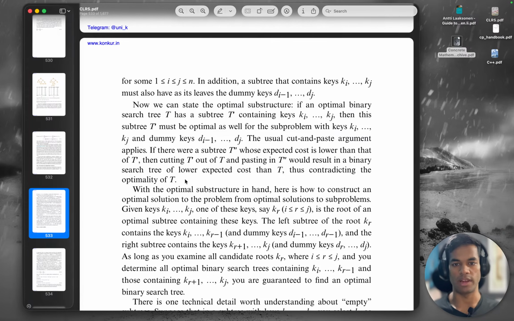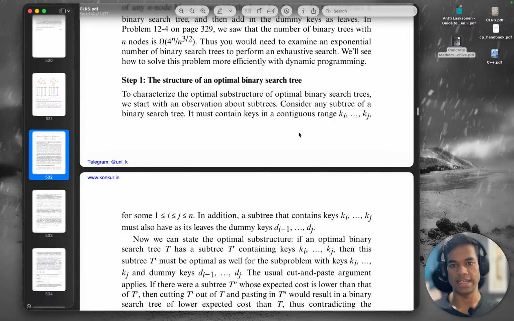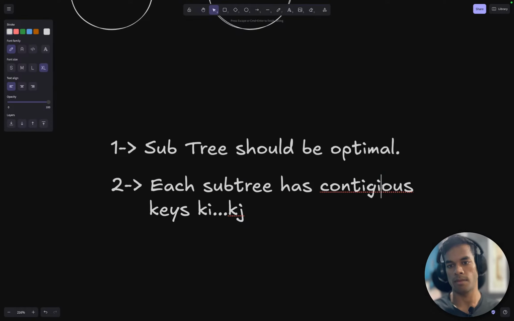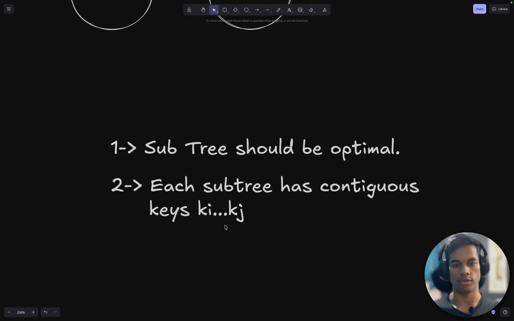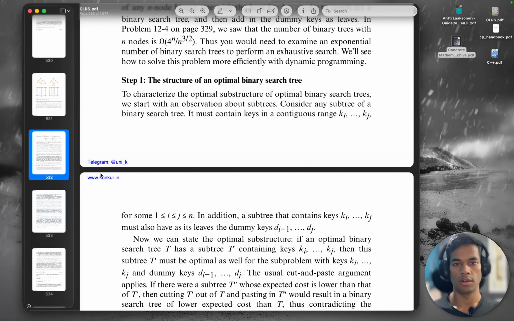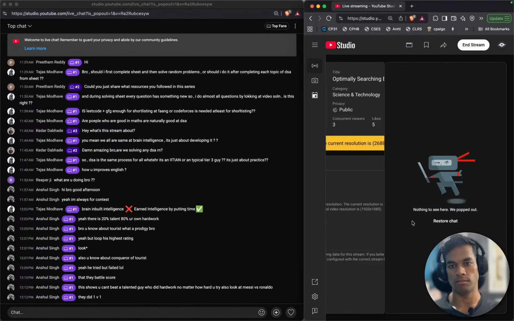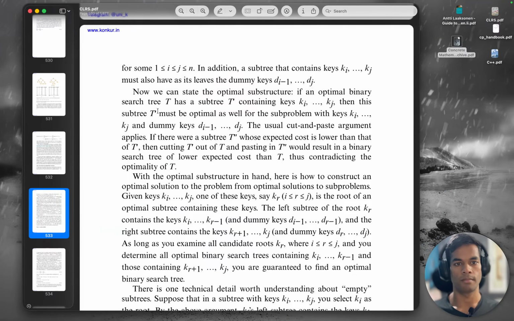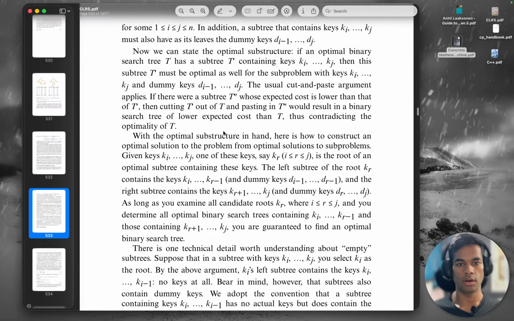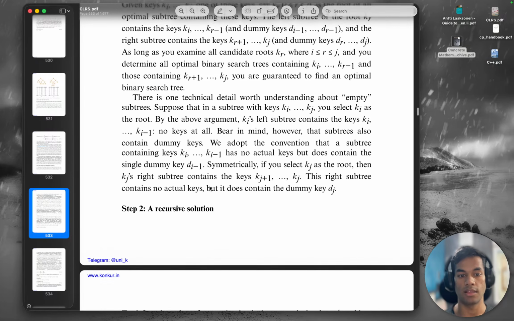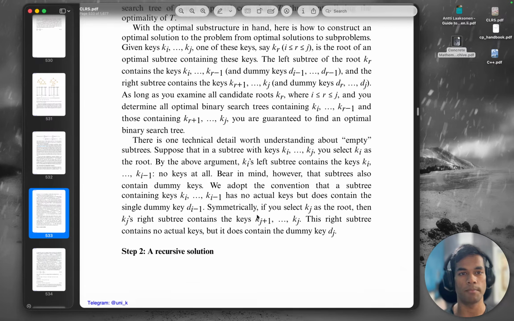Okay, the spelling for contiguous is wrong. Contiguous. Okay, now it is cool. So those are the two things that we have established, and that is cool. Now, with the optimal substructure in hand, here is how to construct an optimal solution to the problem from optimal solutions to subproblems. That would be the second step.